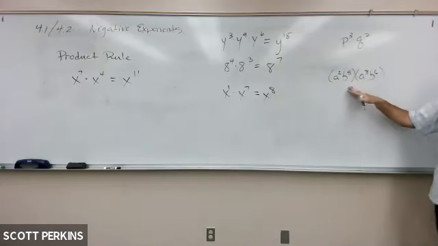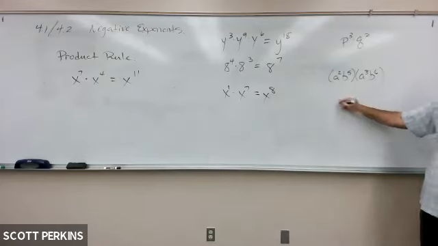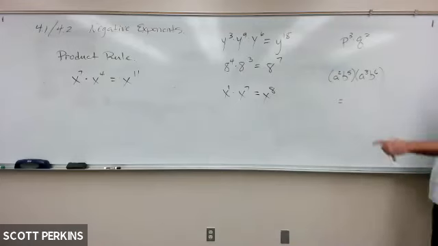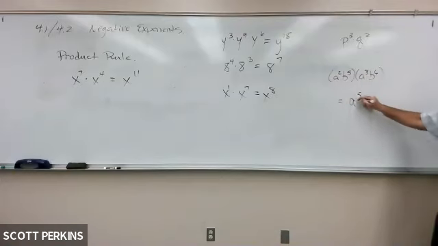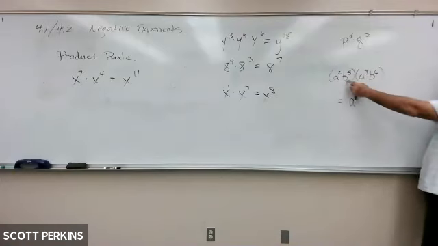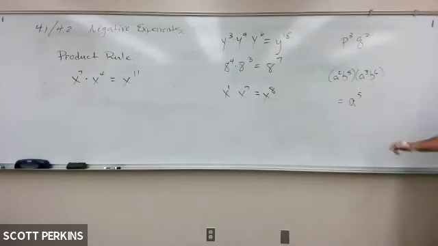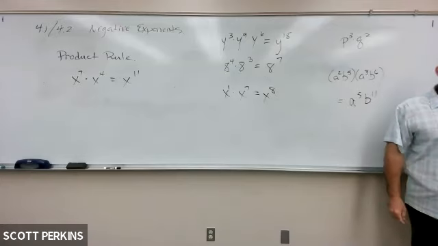And then finally, what happens if I have two bases at the same time? Well, then you just consider them independently. So I have a to the 2nd times a to the 3rd, a to the 5th, and then I have b to the 5th and b to the 6th. That's b to the 11th. That is a quick, clean review of the product rule.